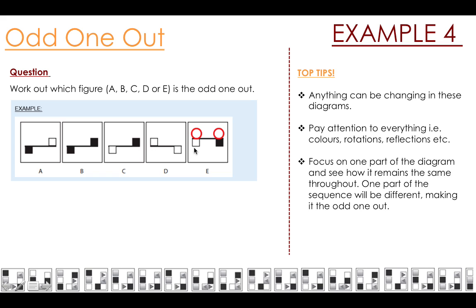So if we take diagram E, the red circles show you what is missing. Now on diagrams A, B, C and D, there is a square balanced on top of the horizontal line. So therefore E is the odd one out because the diagram doesn't have a square balanced on the top. Okay, so let's move on to example 5.